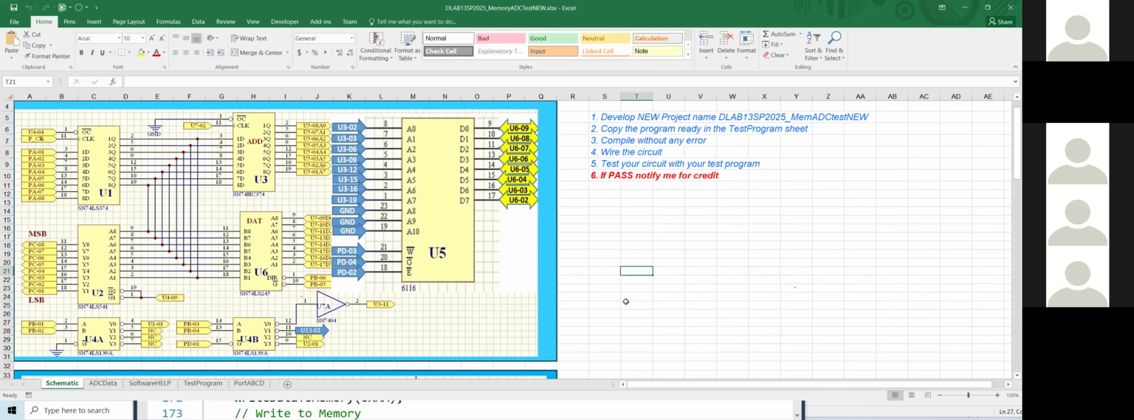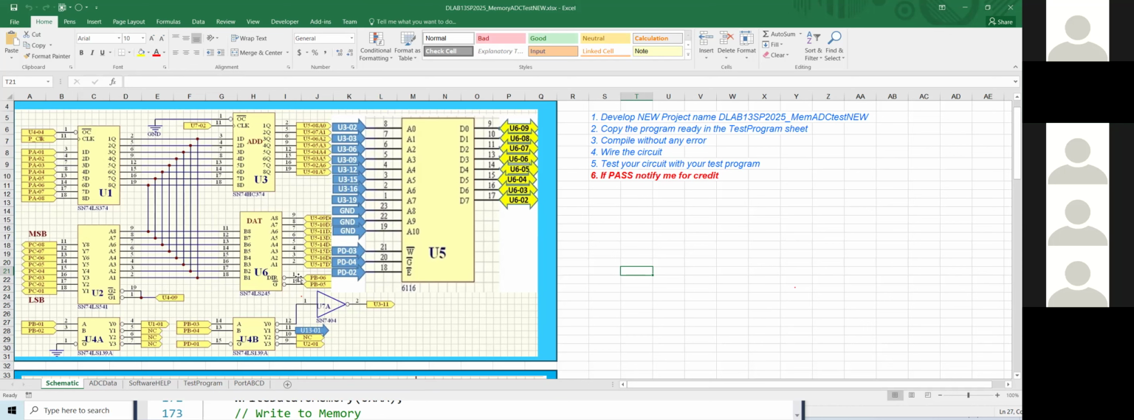Okay. Now, U6 is a buffer, bidirectional. Data can go from B to A, or data can go from A to B. Correct? It depends on U6 pin number 1, the direction.